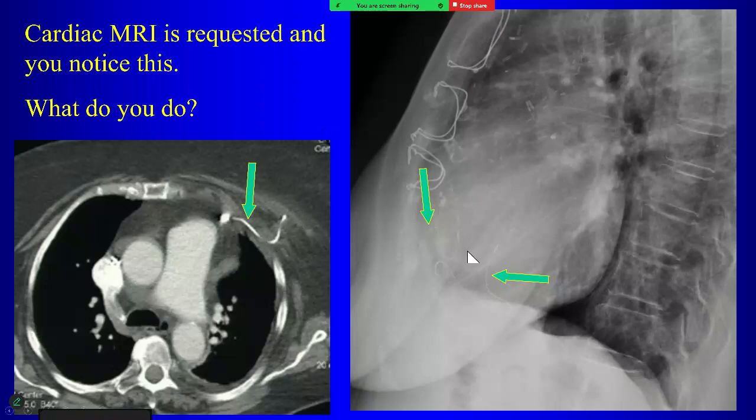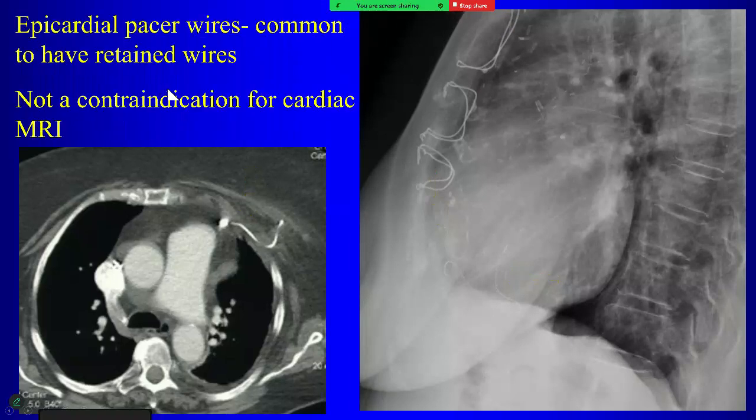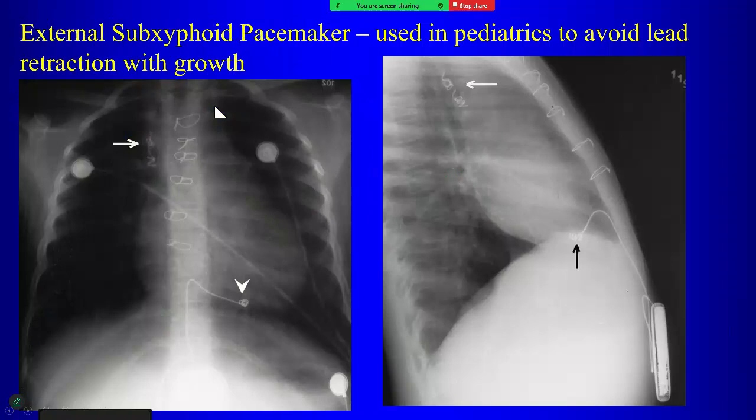So it's very common to see these retained pacer wires in patients after they've had cardiac surgery. Now the question, does this mean an MRI is contraindicated? The answer is no. These patients can still have MRI, so it's okay for this patient to go to cardiac MR, okay? So it's an epicardial pacer wire, not a contraindication for cardiac MRI. You might see this kind of strange looking pacemaker.